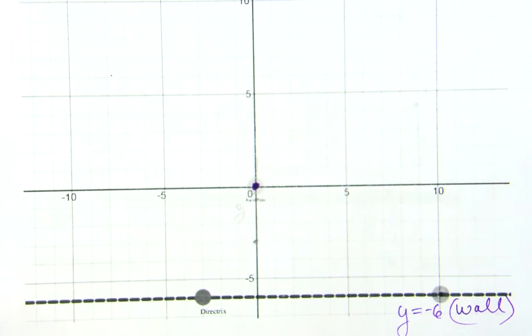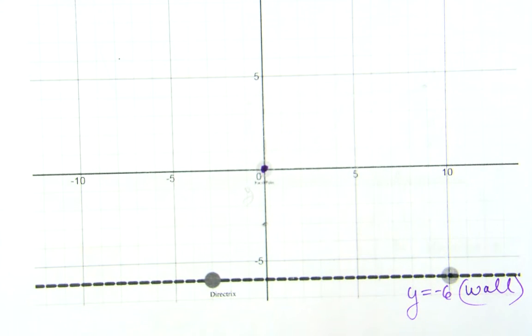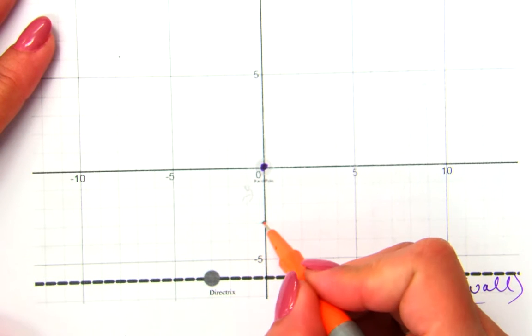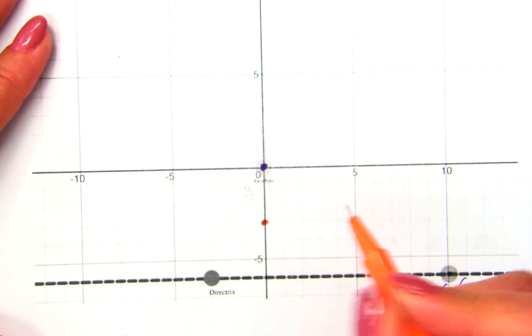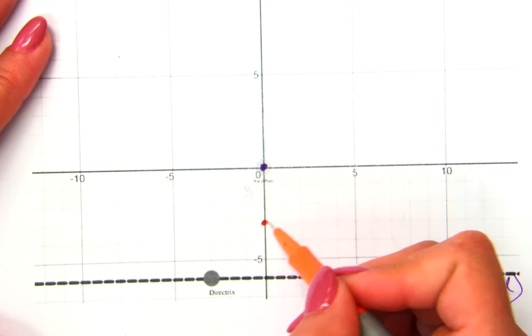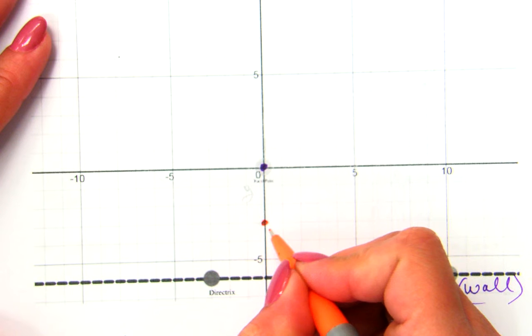And then, lo and behold, somebody jumped right in between, because somebody figured out that, hey, I can stand right in the middle between the focus person and the wall, and I could be the same distance from both the focus and the wall. So this is going to be our vertex.